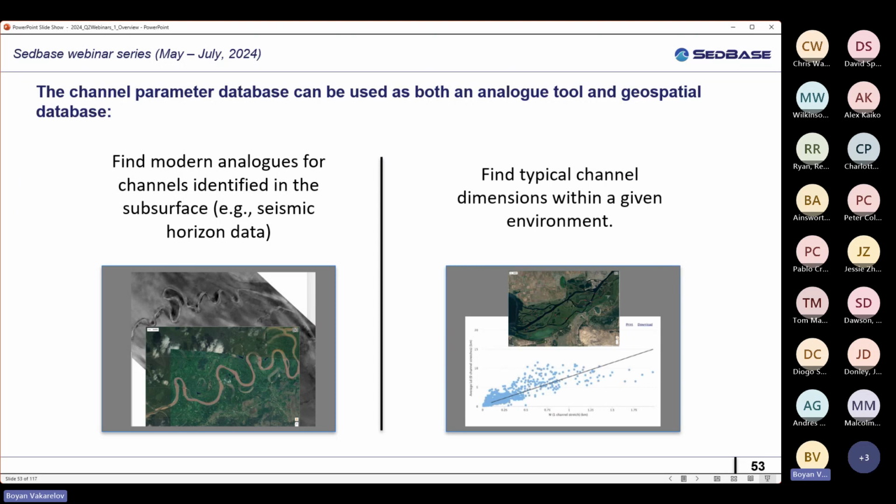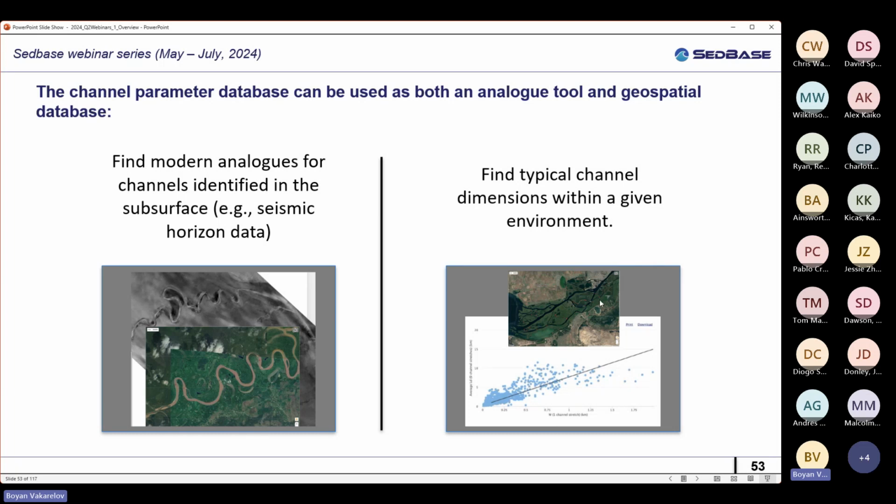Something else that you can do is, for example, if you have some idea of the dimensions of your channels in the subsurface, you can very easily find examples of these things in the modern. So again, you use your ancient data as an input, and then you see many examples in the modern as an output. Again, getting a feeling for the sizes of channels that you might be dealing with.